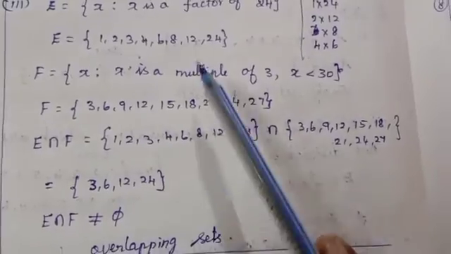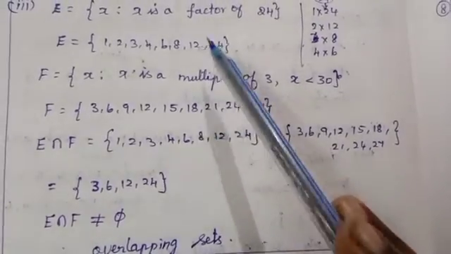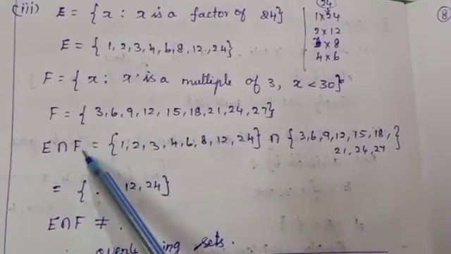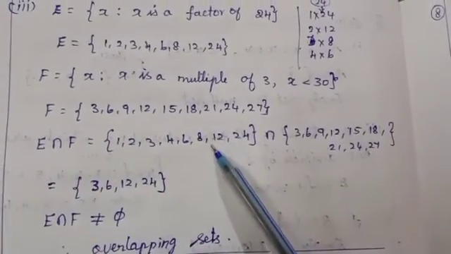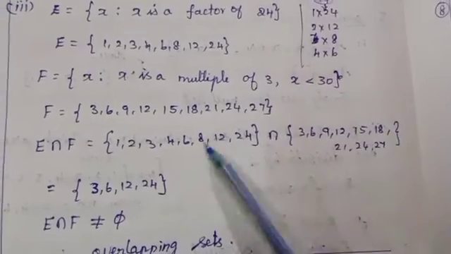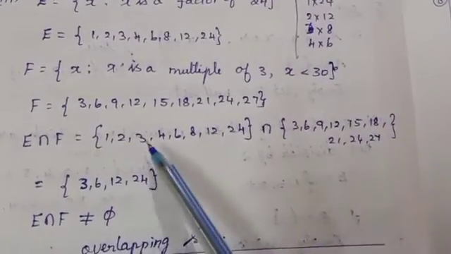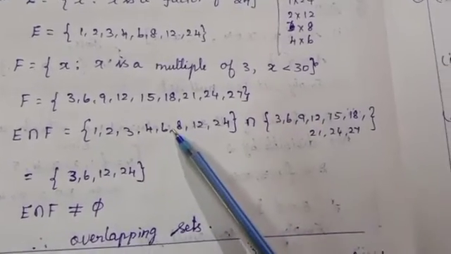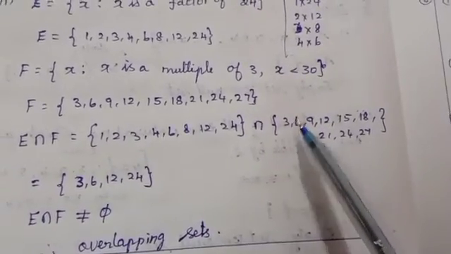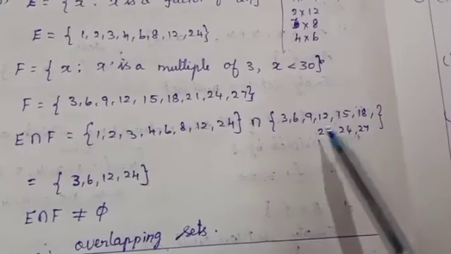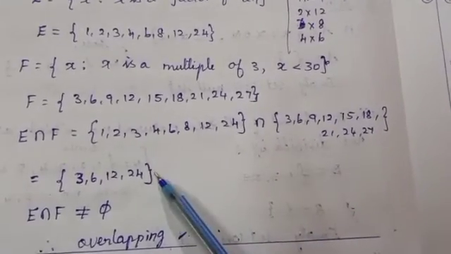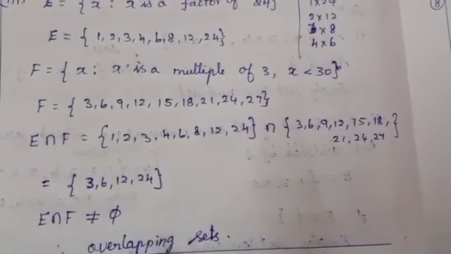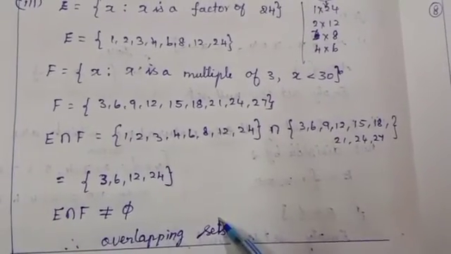Okay. So now you have to find the common elements of these two sets. E intersection F. Set E elements and set F elements. Find the common elements. What are the common elements? 3. Next, any other elements? Yes, 6. Next, 12 here and here, 24. So E intersection F not equal to empty set. So it is overlapping sets.